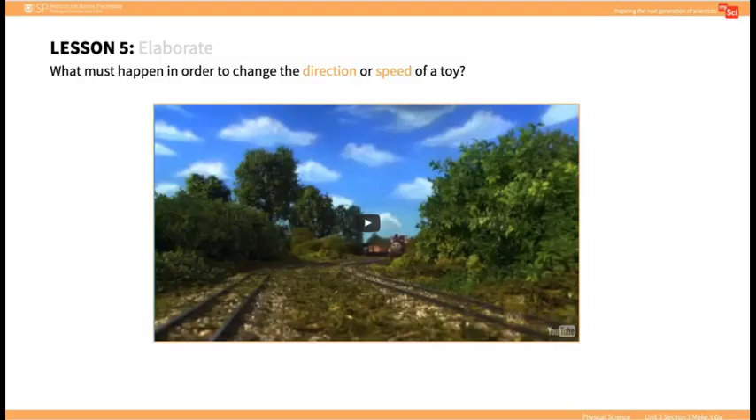In the Elaborate, show students this video, Thomas and Friends, Push Me, Pull You. This video is about 7 minutes long. After the movie, ask the class questions about pushes and pulls they observed in the video.